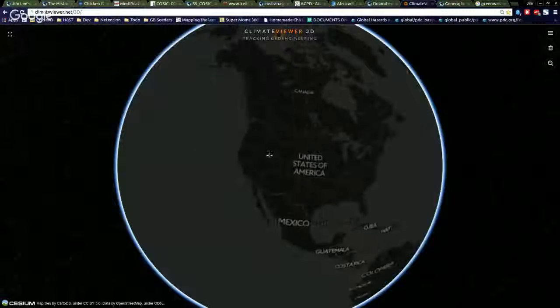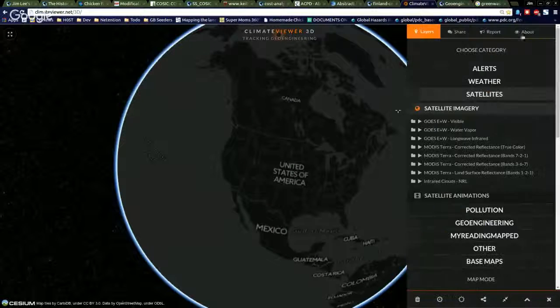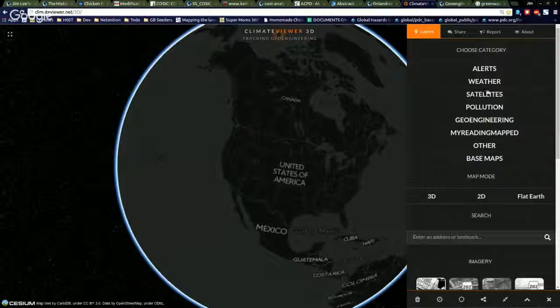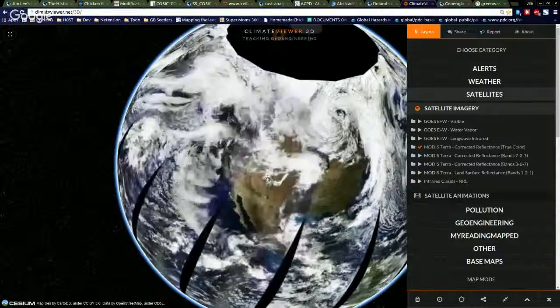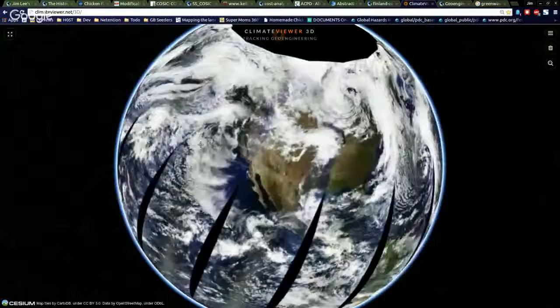I'm going to come over here to Climate Viewer 3D. This is at climateviewer.net. This is my app I made. I'm going to click on layers, then I'm going to click on satellites. You can see right here, satellite imagery, MODIS Terra corrected reflectance. All right. I'm going to turn that on. We're going to see two things.